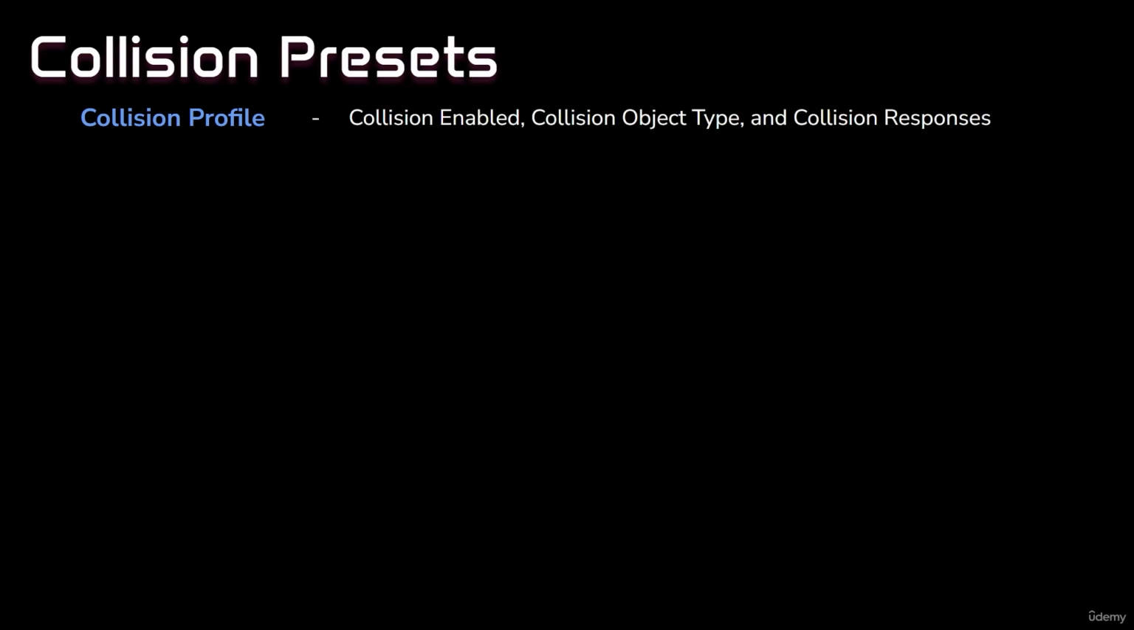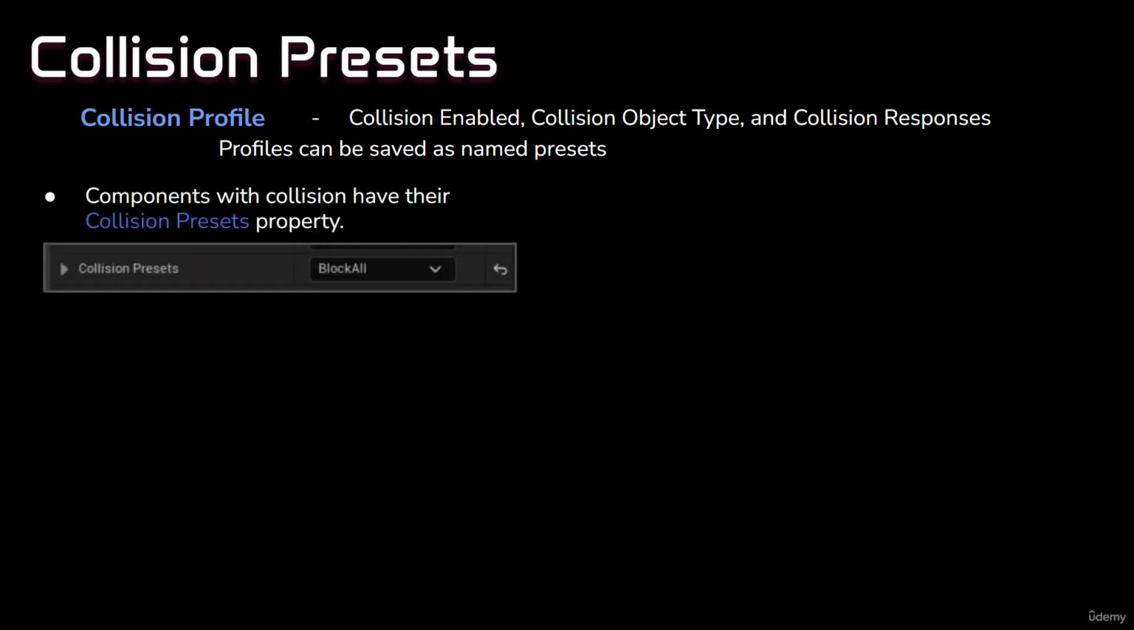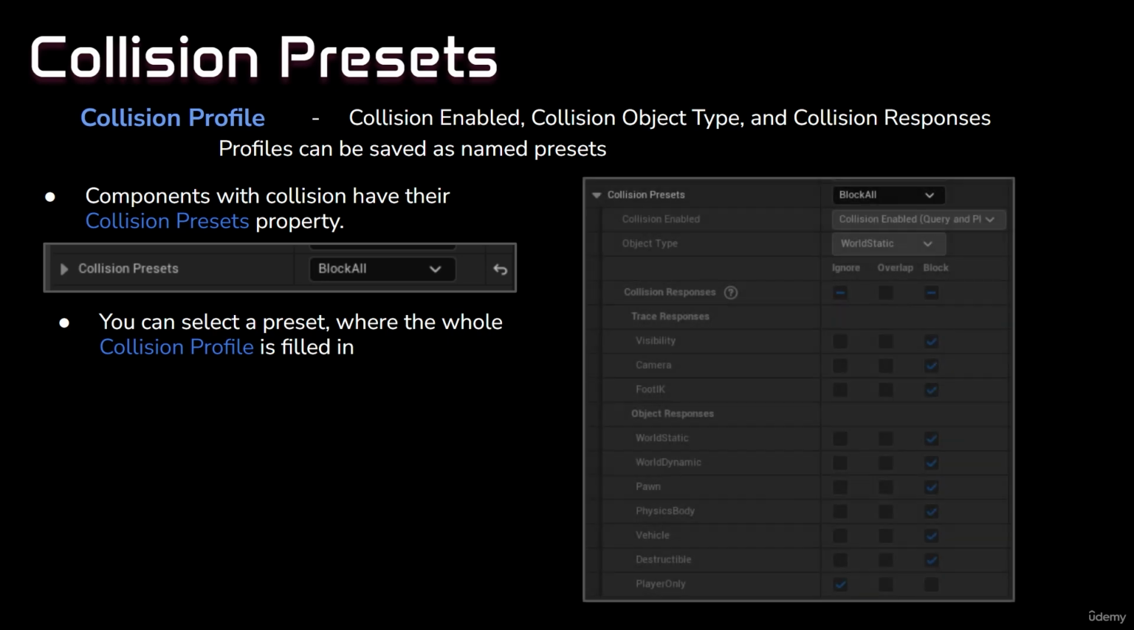So we've talked about the three collision settings. These collision settings make up a component's collision profile. Collision enabled, collision object type, and collision responses are what comprise this collision profile. And these profiles can be saved as named presets. Components that have collision have their own collision presets property. This is where we find the collision settings. You can select a preset here where the whole collision profile is filled in.